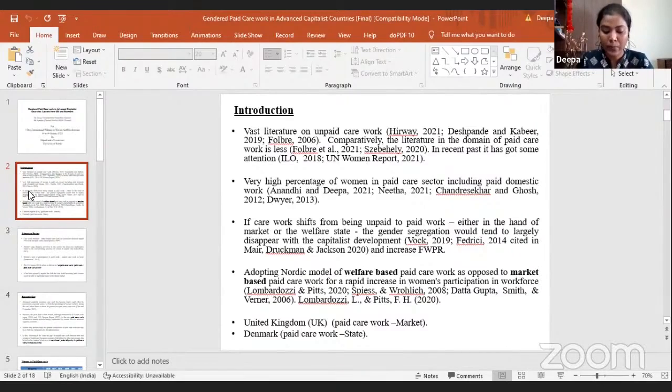Accordingly, in this paper, we have selected two advanced capitalist countries. One is the United Kingdom, where paid care work is mostly market-driven. And the other is Denmark, where paid care work is mostly state-funded.